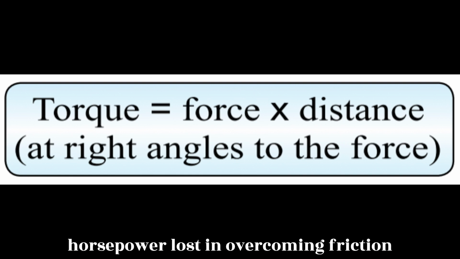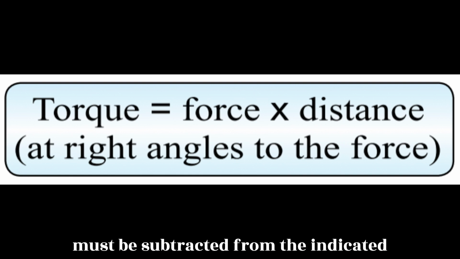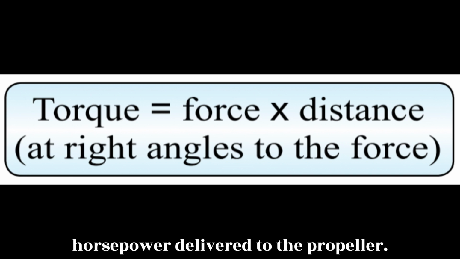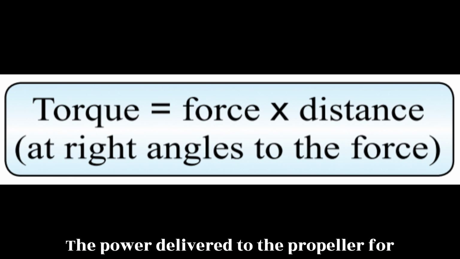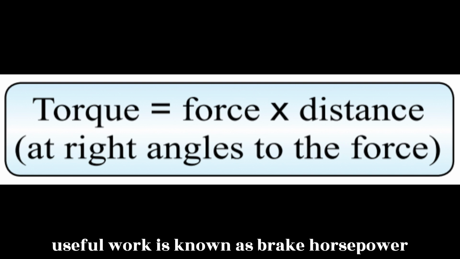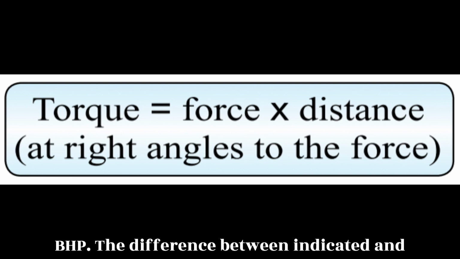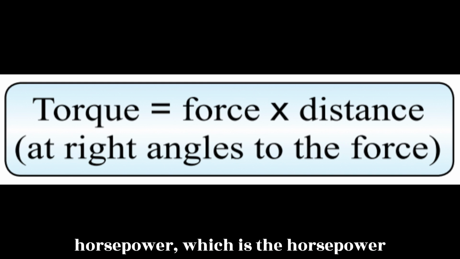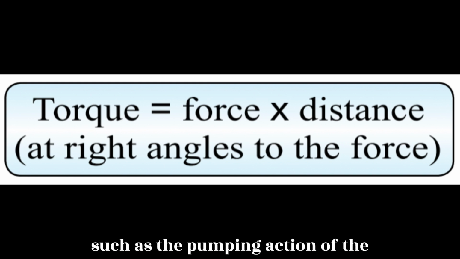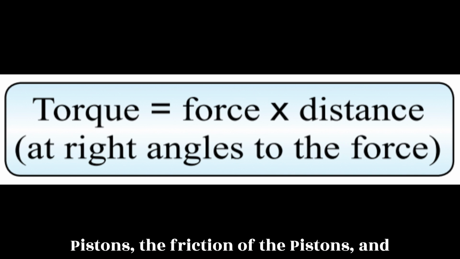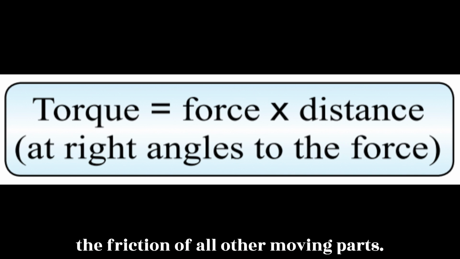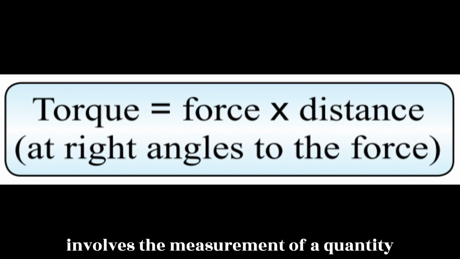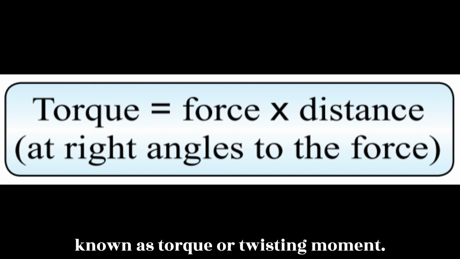The total horsepower lost in overcoming friction must be subtracted from the indicated horsepower to arrive at the actual horsepower delivered to the propeller. The power delivered to the propeller for useful work is known as brake horsepower, BHP. The difference between indicated and brake horsepower is known as friction horsepower, which is the horsepower required to overcome mechanical losses, such as the pumping action of the pistons, the friction of the pistons, and the friction of all other moving parts. The measurement of an engine's BHP involves the measurement of a quantity known as torque or twisting moment.